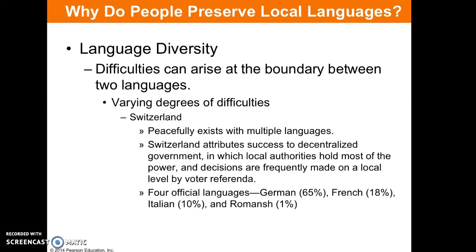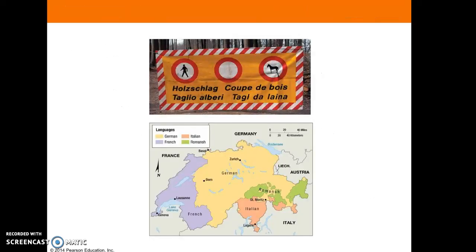So they have a federal government system like the United States. Local authorities hold most of the power, and decisions are made at a local level. And so within each local area of government, people can vote in their own language, speak in their own language, and can decide how to put signs up. This decentralized government means that it doesn't matter what language you speak in different areas of Switzerland. So Switzerland is a small country with multiple languages being spoken in it, and it's kind of a cool exception.